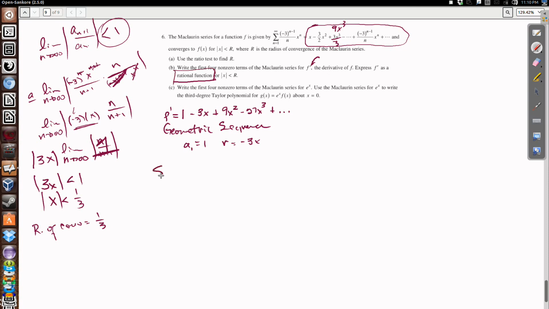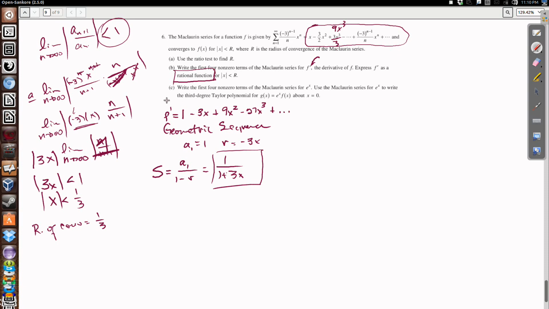And I know that the sum ends up being the first term over 1 minus r, which for us would be 1 over 1 minus -3x. So that's really 1 plus 3x. And this is a wonderful representation for f prime. And of course, it was important for me to make sure that I put the first 4 non-zero terms of this. I put equality because the sequence does continue, but these are the first 4 non-zero terms here.